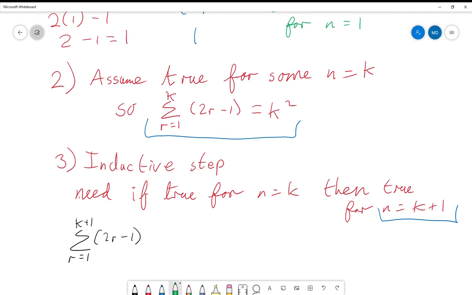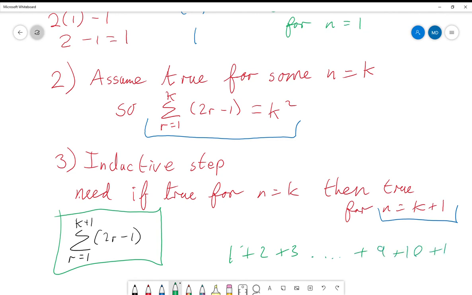The whole idea here is this is adding everything up. And the sum of all, let's say I've got to add up 1 plus 2 plus 3, dot, dot, dot, plus 9 plus 10 plus 11. Well, that's the same as adding up everything to 10 and then adding 11 at the end.